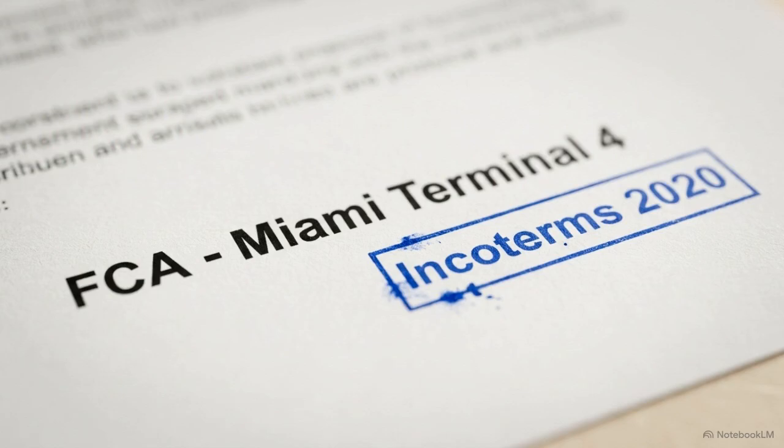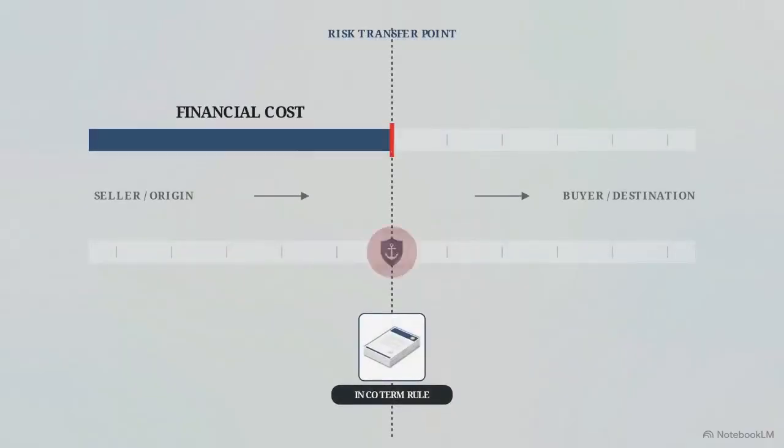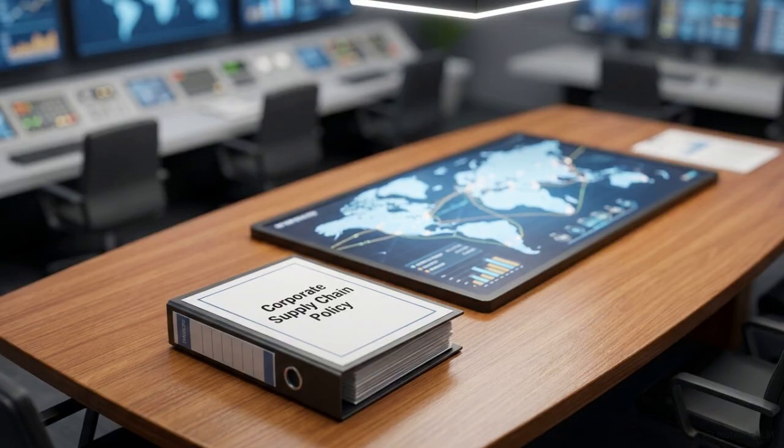The entire system relies on knowing exactly where your financial cost ends and exactly where your physical risk begins. Mastering this mechanical framework establishes Incoterms as a primary tool for corporate risk management, providing the precision necessary to handle international liabilities.